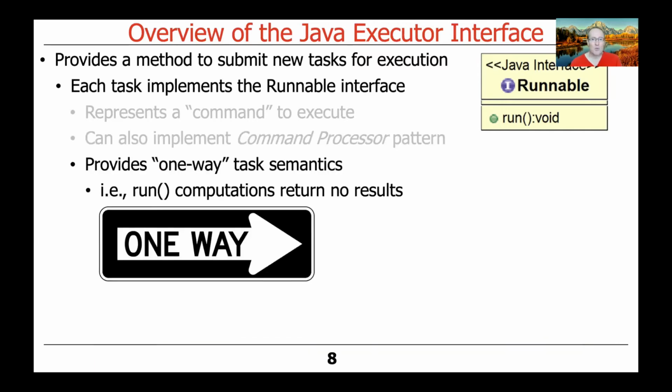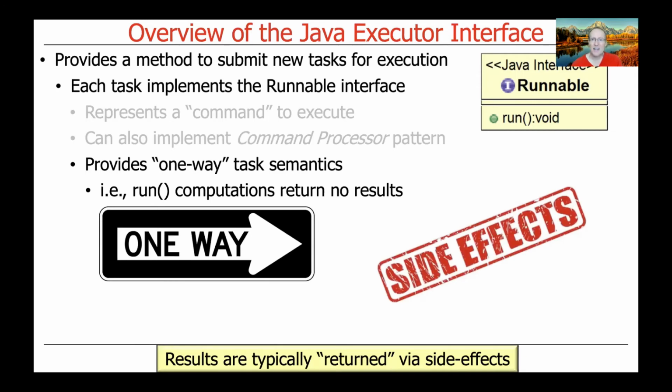The way that runnables work, and you can kind of get this from just looking at the interface, is that they define so-called one-way task semantics. And a one-way task does something and returns no results. So remember that. One-way tasks do work, they're given computations to do, but they don't return any results directly. They could do it indirectly by putting something in a queue or writing something to a socket or outputting something to a user interface, et cetera. But they don't themselves return a value.